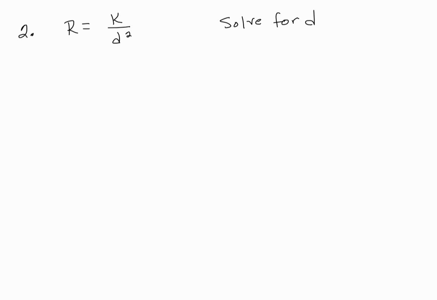Okay, problem number 2, we are solving for d. Notice there's two things going on here with this t. First of all, it's being squared, and the second thing we need to notice is that it's also in the denominator. So I've got to take care of both of those things. The first thing I'm going to do is get it out of the denominator. And the way that I'm going to do that is I'm going to multiply both sides of my equation by d squared.